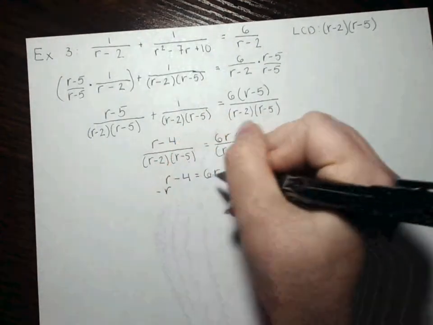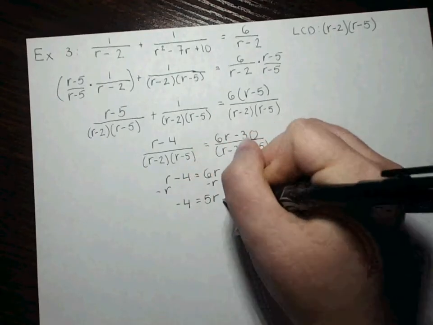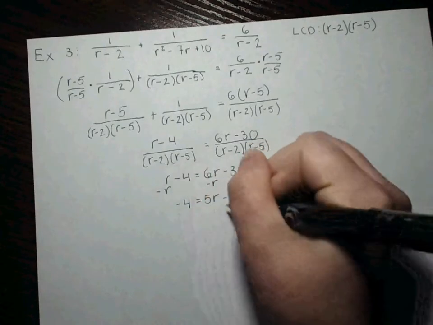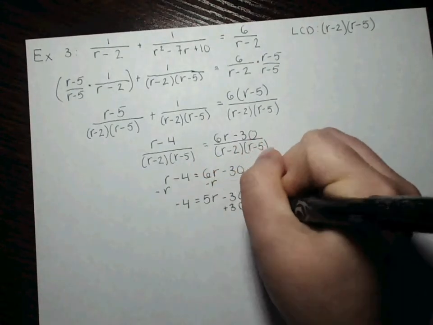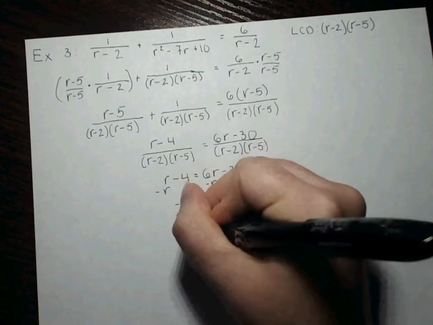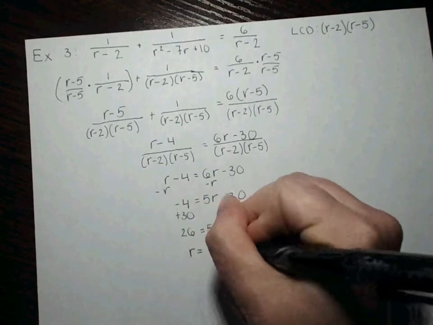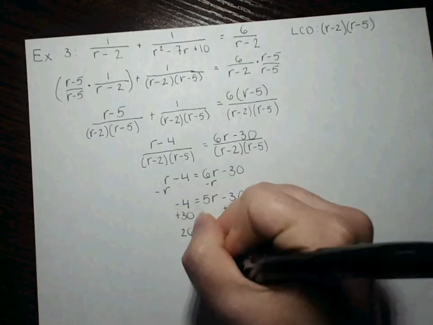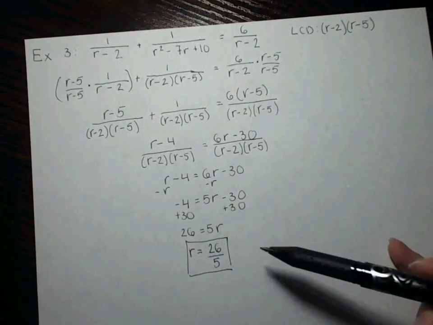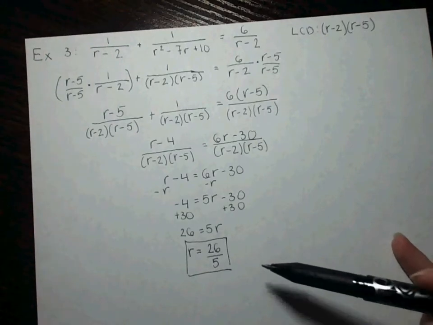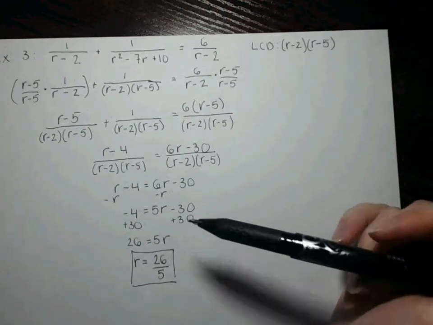So I'm going to subtract r. And then I'm going to add 30. So add 30 to both sides. So that's going to get me 26 equals 5r. So then when I divide by 5, r is going to be 26 over 5. And so we always want to check these answers even if they are messy fractions. So go back up to your original problem and plug in 26 over 5.